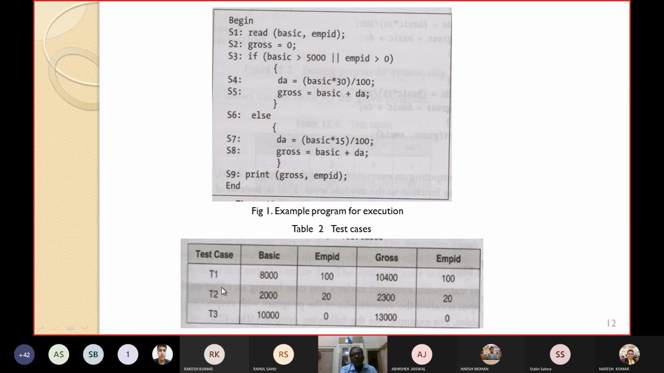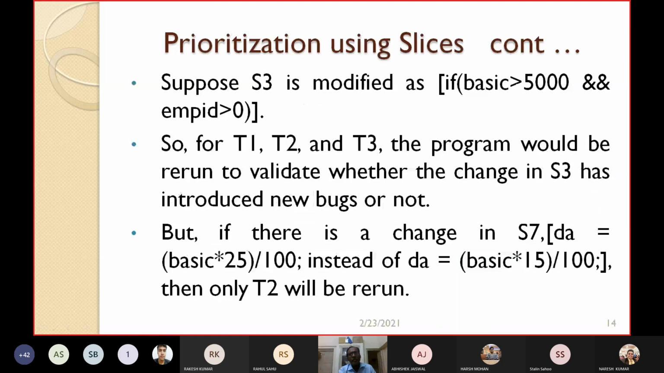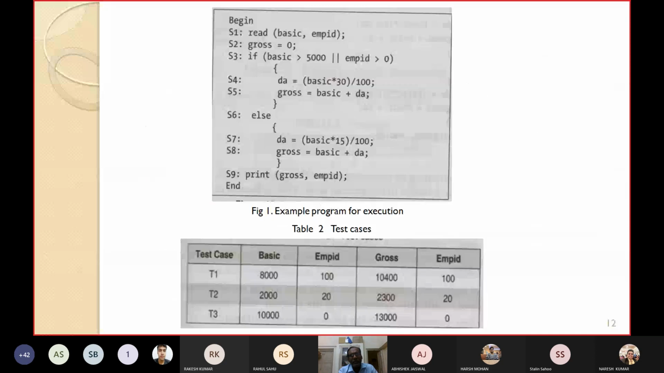But now you'll see, suppose I have made a change at statement number S7, the else part. Suppose I have replaced 15 with 25. That means instead of 15%, I have made it 25%. Then what will happen? Do I need to rerun all of T1, T2, T3? The answer will be no.